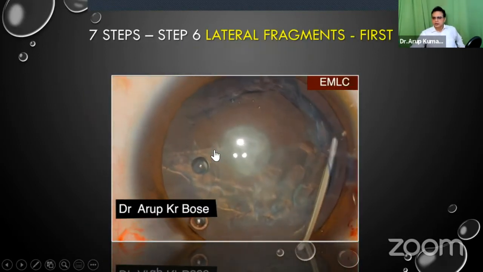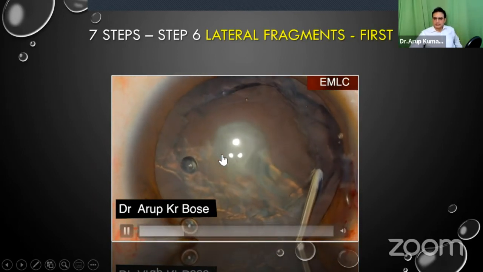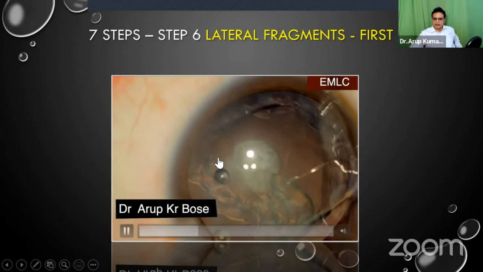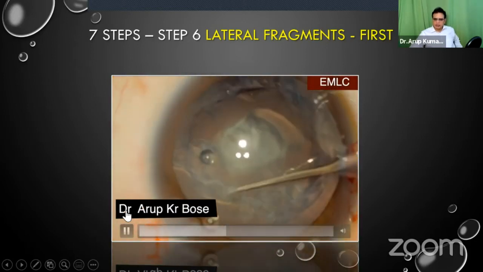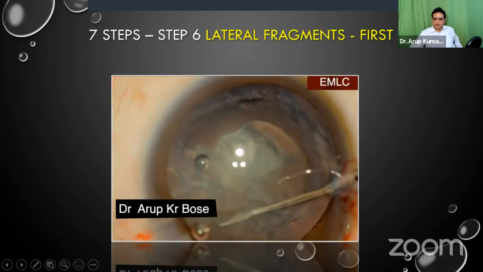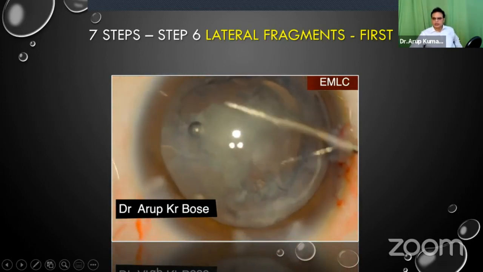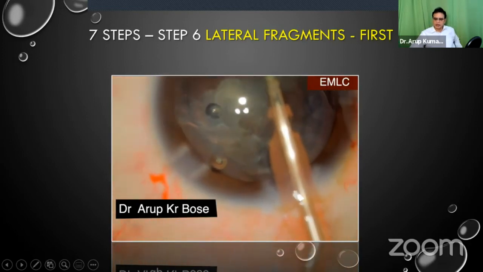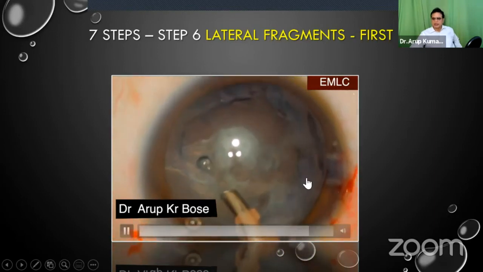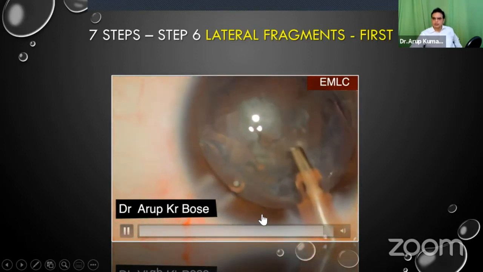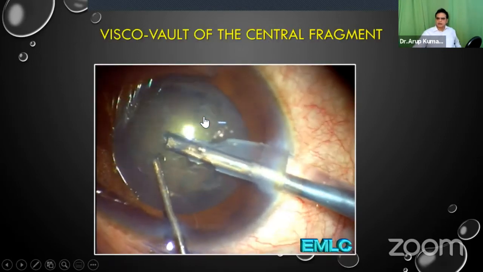So whatever you do, you try and remove the lateral fragments first, inject viscoelastic. In many a case, if the fragment is stuck near the incision, you might have difficulty taking it out with the phaco tip or the irrigation tip. You inject viscoelastic between the capsule and the material. You push some viscoelastic, and the nuclear material will come to the center.